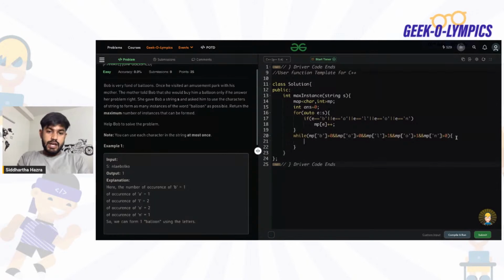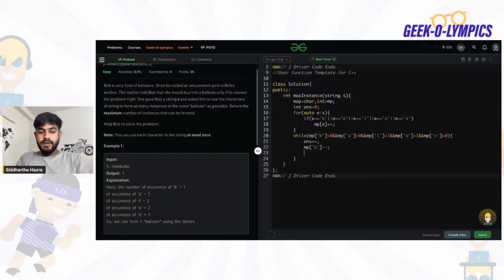If we have any of this scenario, we would do answer plus plus. For B, we would do B minus minus because B is required once. Then A minus minus because A is required once. And then L minus equals 2 because L is required 2 times. Then O minus equals 2 because O is required 2 times, and then N is required once. So I can simply copy this, make this N.